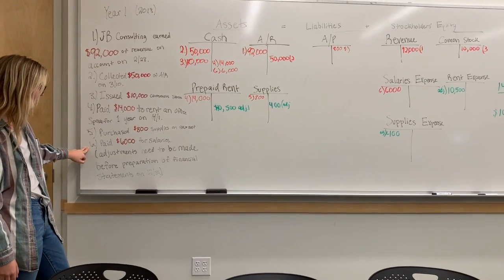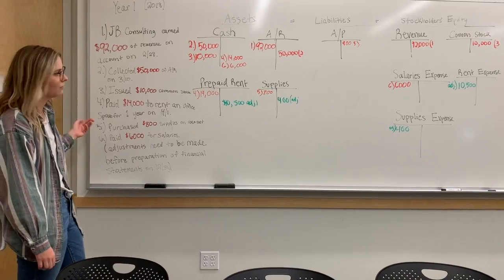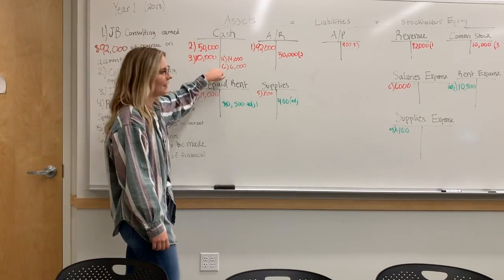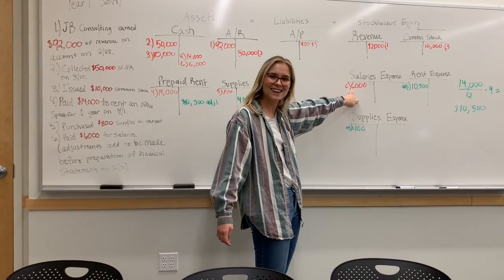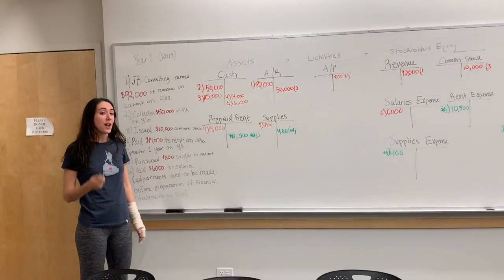Again, paid $6,000 for salaries. Very straightforward. Cash would be credited $6,000 and you would debit salaries expense $6,000. And that's it. Great. So now we're at the end of the year.